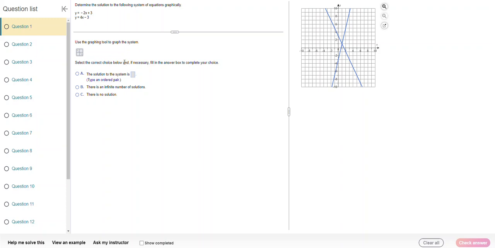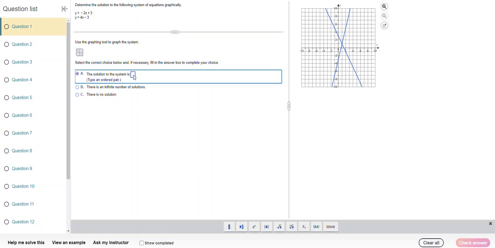So select the correct choice below. If necessary, fill in the answer box to complete your choice. So the solution to the system is, and it says type in ordered pair. The second choice is there's an infinite number of solutions, and the third choice is there's no solution. Well, obviously you saw that those two lines intersect at one place, so that one point where they intersect is the solution. So we're going to go here, and we have to type it as an ordered pair.